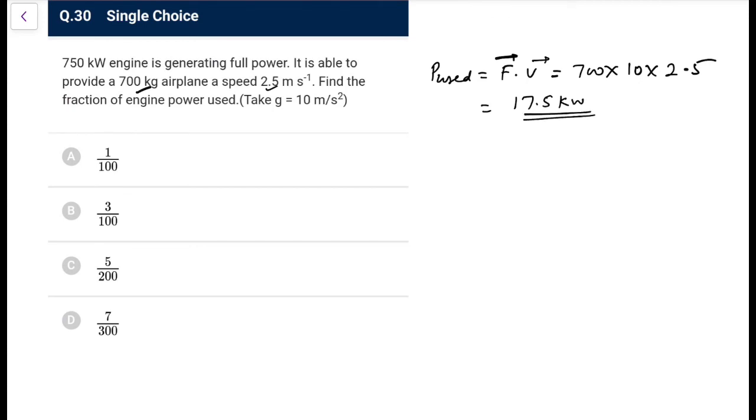So the fraction of power it is using is very less. It would be 17.5 upon 750. Oh my god, it would be very less. So 7 by 300 is going to be the answer for this particular case.